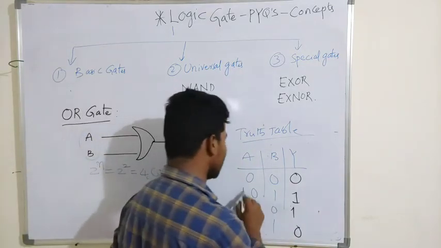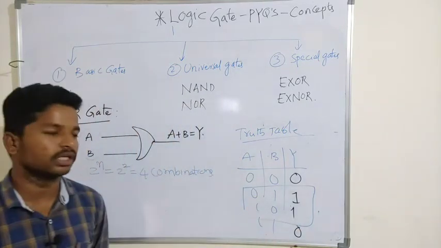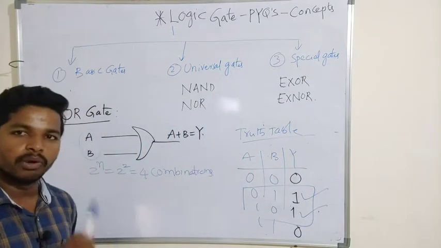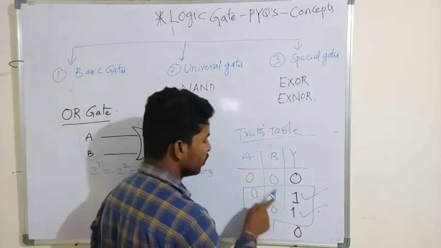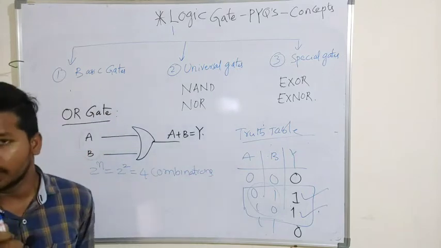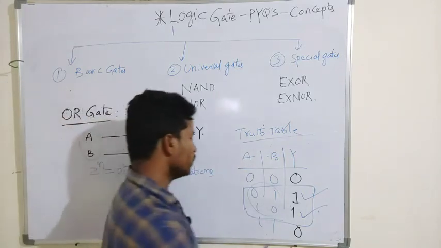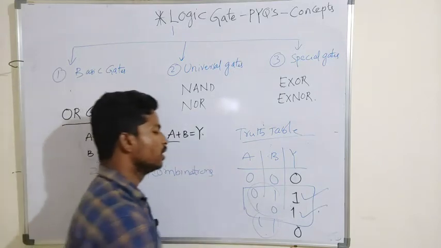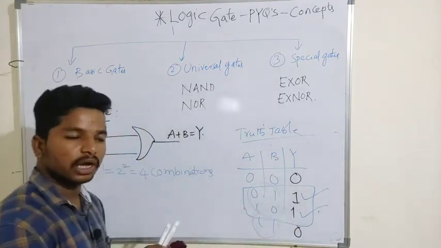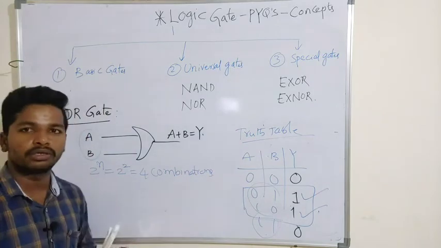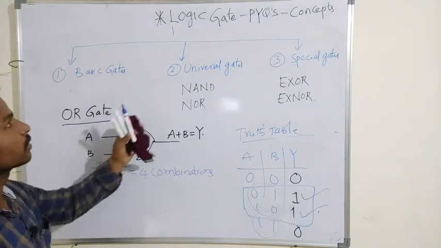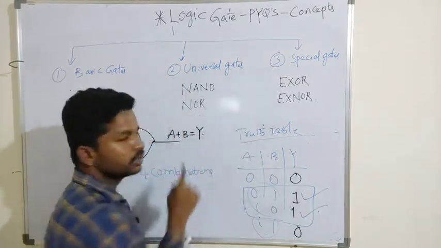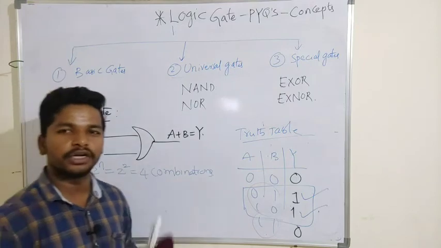We can observe one pattern here. The OR gate produces output 1 when at least one of its inputs is 1, and it also produces 1 when both inputs are 1. This is one of the properties of the OR gate. This is all about the basic logic gates. Let's start discussing the universal gates, which are the most important for competitive exams.